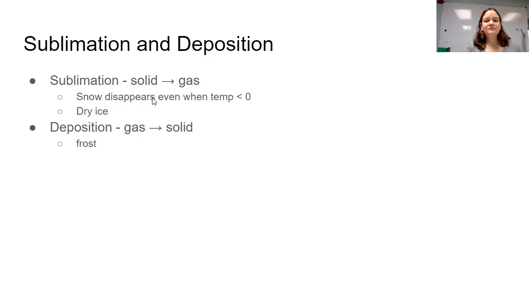And then we've already talked about dry ice. And then deposition is going from gas to solid. Talked about frost. And so those processes, you would be reaching an equilibrium of the number of particles going from one phase to the other and back. Okay, so you have that equal number going from gas to solid and from solid to gas.